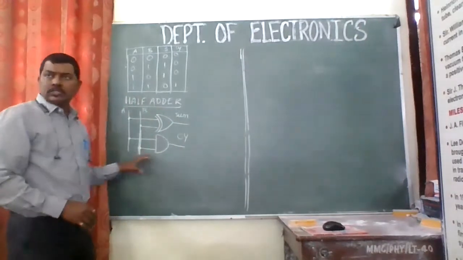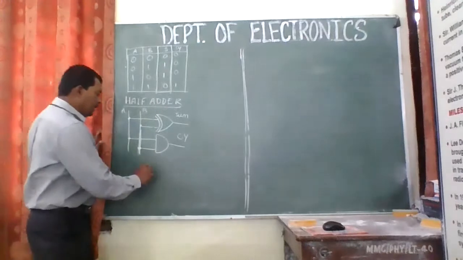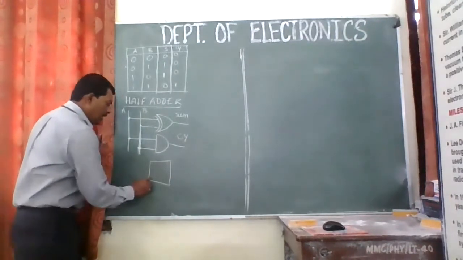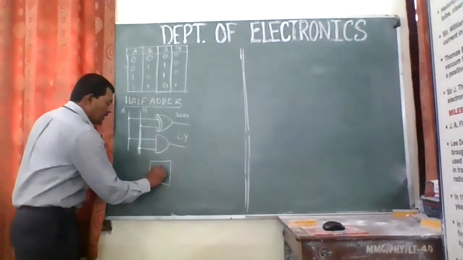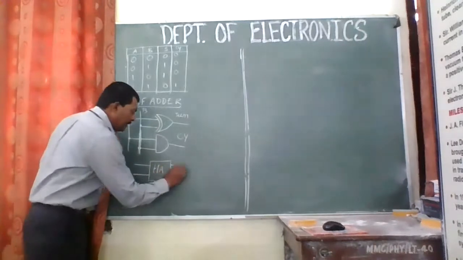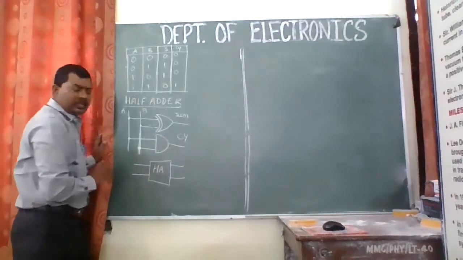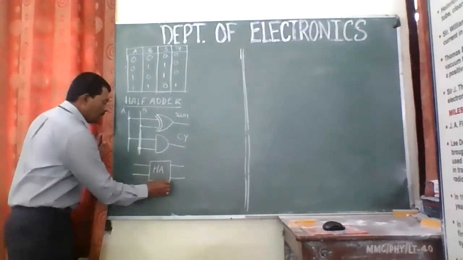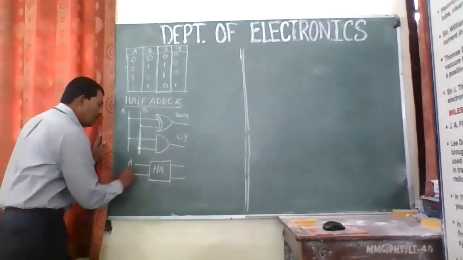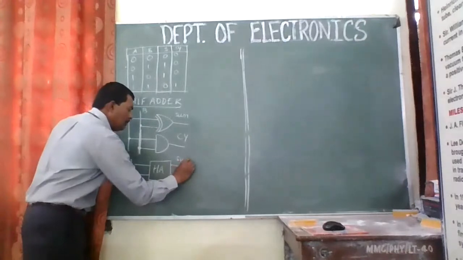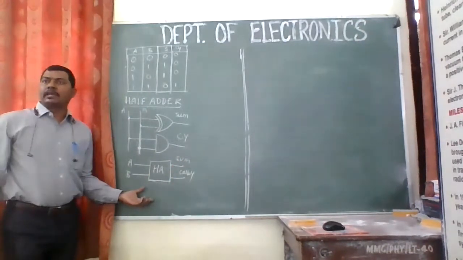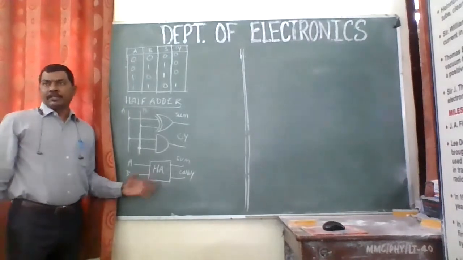Now this whole circuit, I am putting it in a simple block like this, and I'm calling this a half adder circuit. This will have two inputs, A and B, and it will have two outputs like this. Is it okay? Have you got this? So this is A, this is B. This one we will call sum, and this we will call carry. So this is the block level diagram of a half adder.